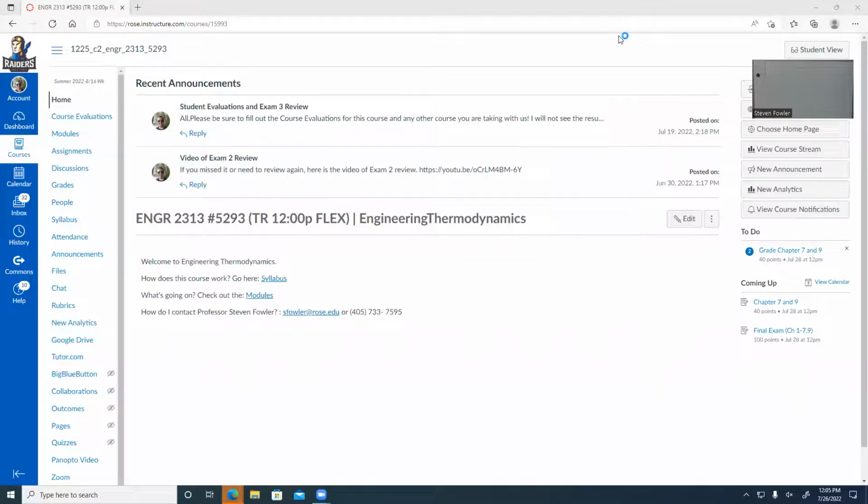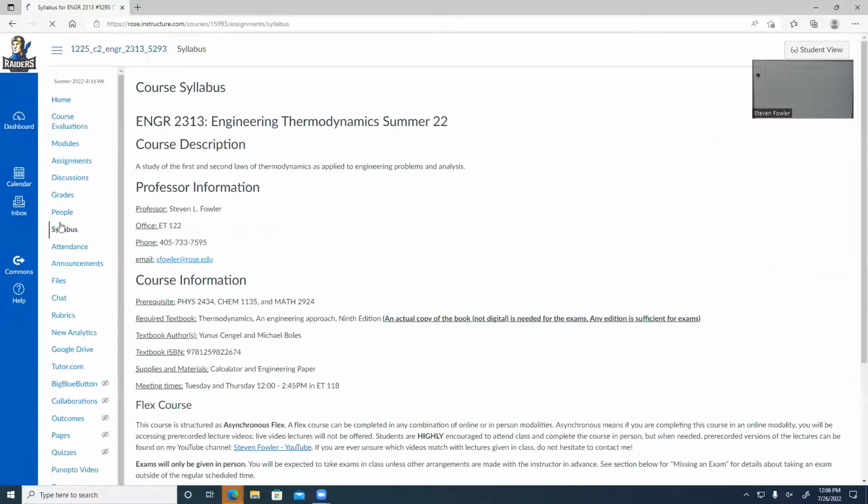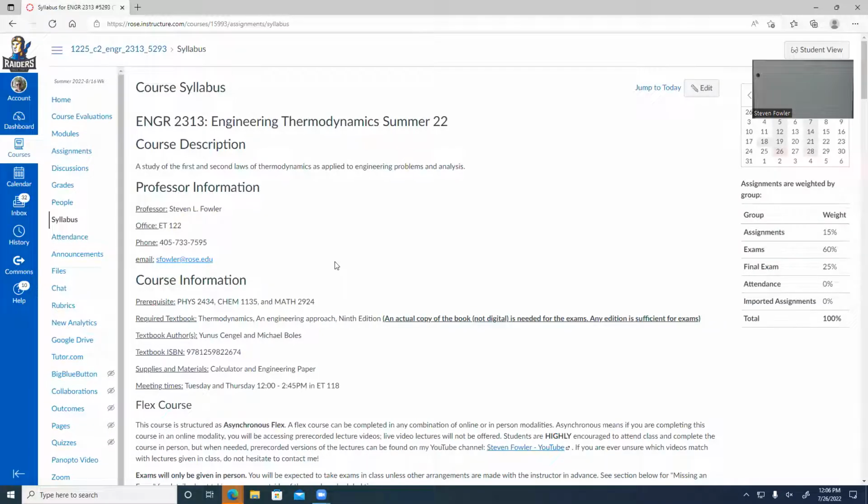And our goal here is to just review for our final exam coming up on Thursday. So it's our last class, last official class period. We don't have a class period after this one. We just take the exam on Thursday.